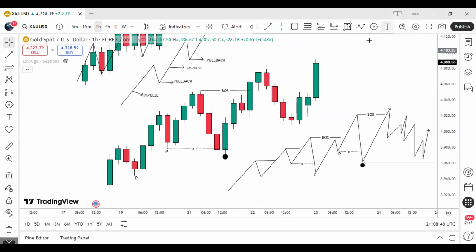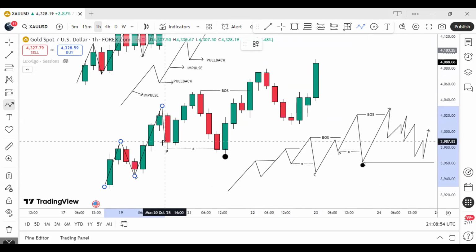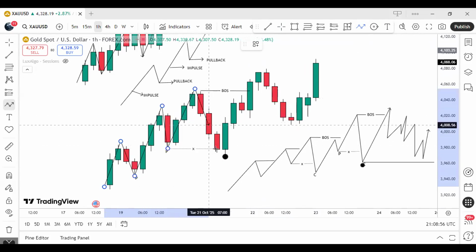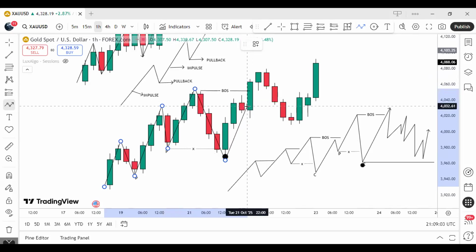Price, let's start from the beginning. Price came here, made a pullback, reversed, made another pullback, went up again, made a correctional move, gave us a valid break of structure. Now, before this valid break of structure, did you see that this green candle low took out this red candle's low here by wick? So there is a pullback there. So this is like a pullback here.